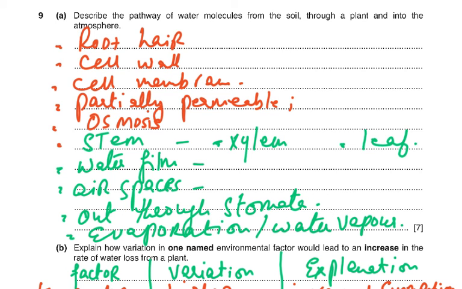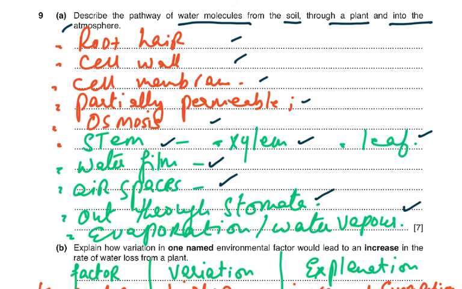The last question of the paper is question 9. Describe the pathway of water molecules from the soil through a plant and into the atmosphere. Root hair, cell wall, cell membrane, partially permeable, osmosis, stem, xylem, leaf, water film, air spaces, out through the stomata, evaporation. So there were a lot of mark scheme points for this, and you could have written all these points in maybe 2 or 3 points, even in one sentence. It doesn't matter. The question is, did you write that point? If you wrote that point, whether you wrote 3 points in one sentence or you wrote them in separate sentences is immaterial. You would get the marks for it.